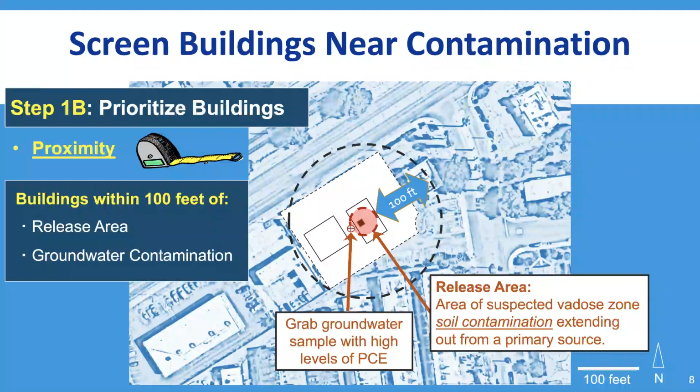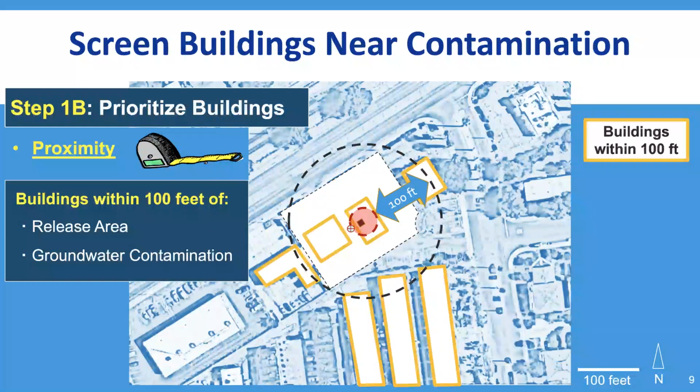We also want to include all buildings within 100 feet of groundwater contamination. Since we only have one initial groundwater sample, the 100-foot radius does not change in this scenario. Using this information, we can see that the highlighted buildings are all within 100 feet of known contamination.